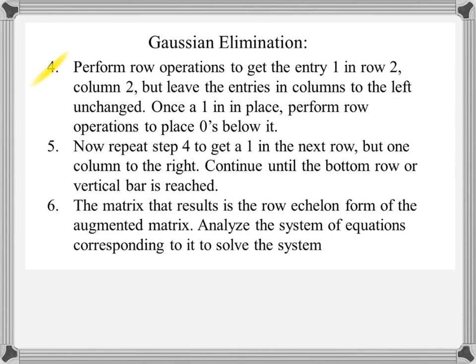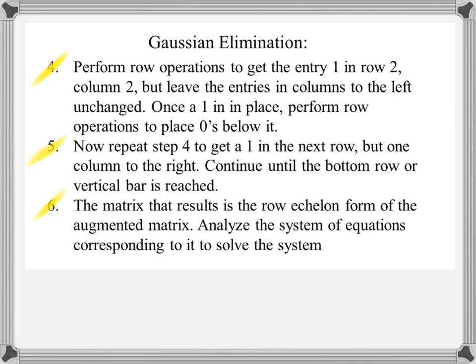Then perform row operations to get the entry 1 in row 2, column 2, but leave the entries in columns to the left unchanged. Once a 1 is in its place, perform row operations to replace zeros below it. Then we'll repeat step 4 to get a 1 in the next row, but 1 column to the right. Continue until the bottom row or vertical bar is reached. Finally, the matrix that results is the row echelon form of the augmented matrix. Analyze the system of equations corresponding to it to solve the system.